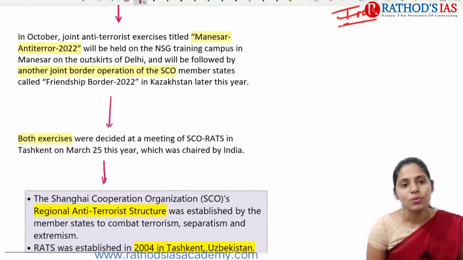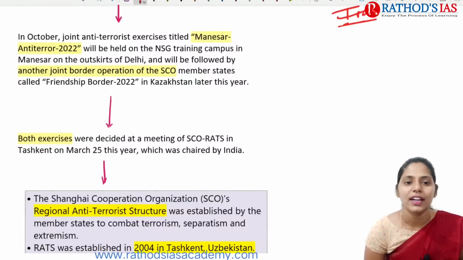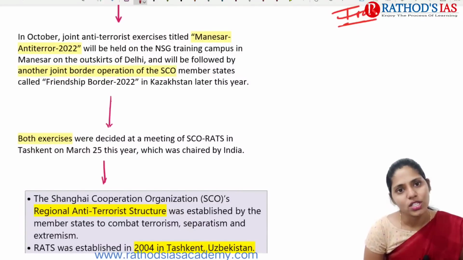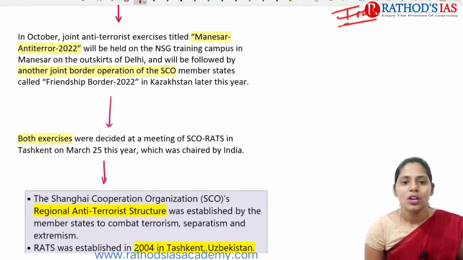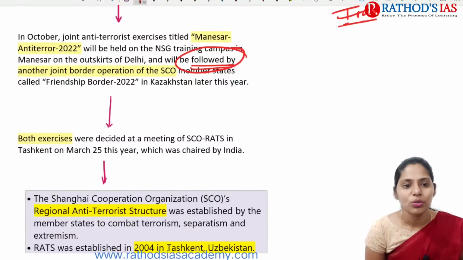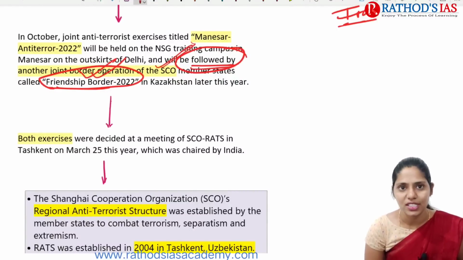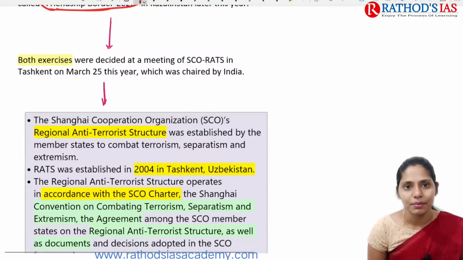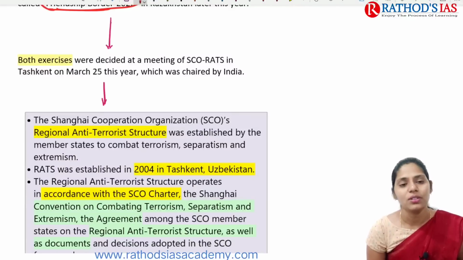So in October, there is a joint anti-terrorist exercise, and the title of this is Manesar Anti-Terror 2022. It will be held at the NSG training campus in Manesar, which is located on the outskirts of Delhi. Okay, so this is one important thing that we are going to see. And not only this, we are going to have Friendship Border 2022 in Kazakhstan. If you're talking about these two exercises, they were decided at a meeting of the SCO RATS in Tashkent, which happened last year on March 25th.